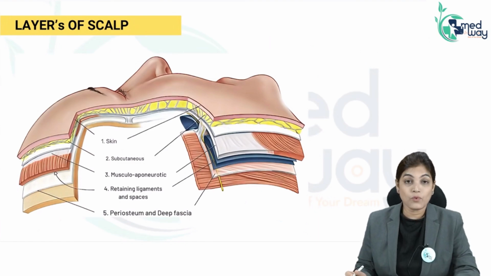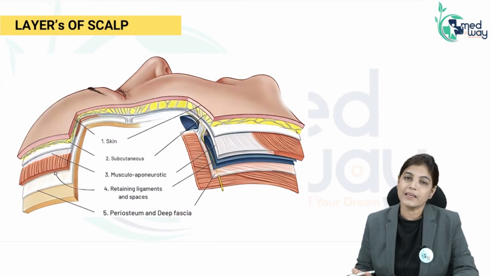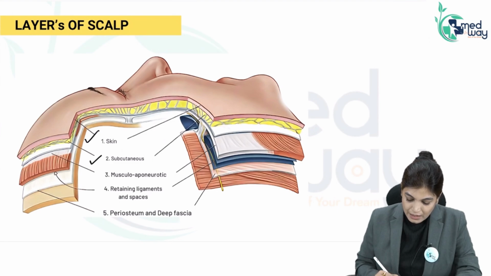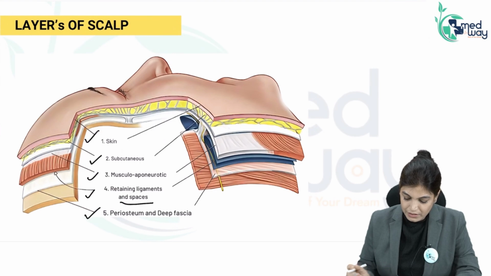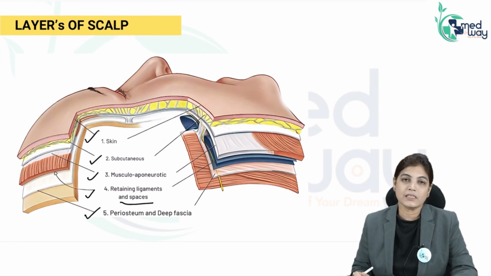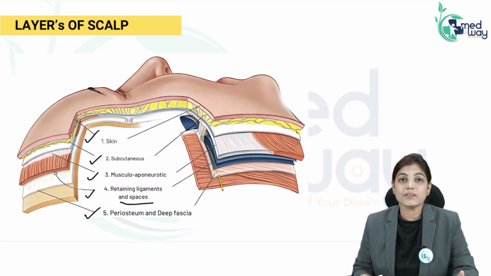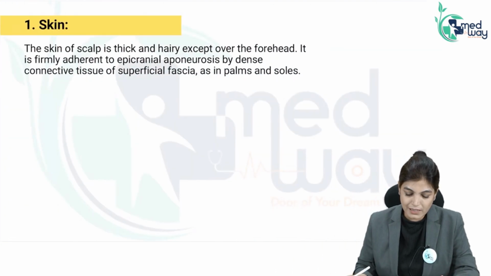Now once again I want to show you a schematic dissected part, which will help you to understand the layers. Here the first layer is the skin, then we have the subcutaneous layer, then the musculoaponeurotic layer, the loose connective tissue layer, and the periosteum, which is lying over the deep fascia. These are the 5 layers, and let's start with the discussion of individual layers. So let's start with the first.